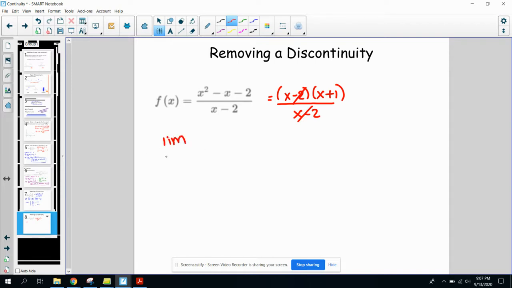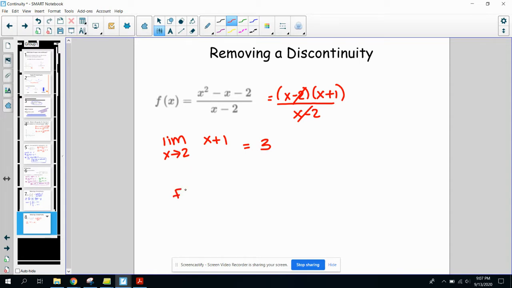So I'm going to take the limit as x approaches 2 of this function, and I'm just going to simplify it already, and I'm just going to call it x plus 1. So it's really taking the limit as x approaches 2 of the whole function, but because I already factored it up here, I'm just going to carry it down here. So now I'm going to use direct substitution. I'm going to plug in 2, and I get 3. So when I remove that discontinuity, I can fill in that hole and the y value would be at 3.